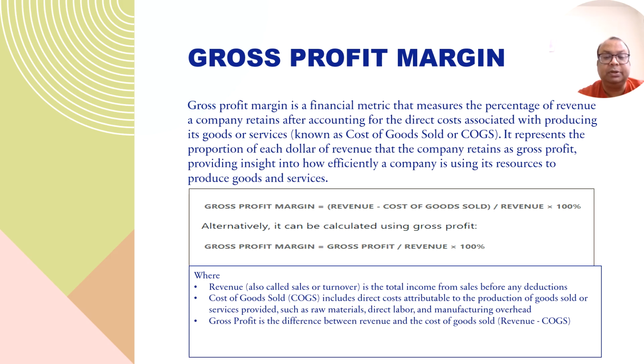In simpler terms, a higher gross profit margin means the company keeps more money from each sale to cover other expenses, indicating efficient production or strong pricing. Whereas a low gross profit margin suggests higher production costs or lower pricing, leaving less profit from sales.